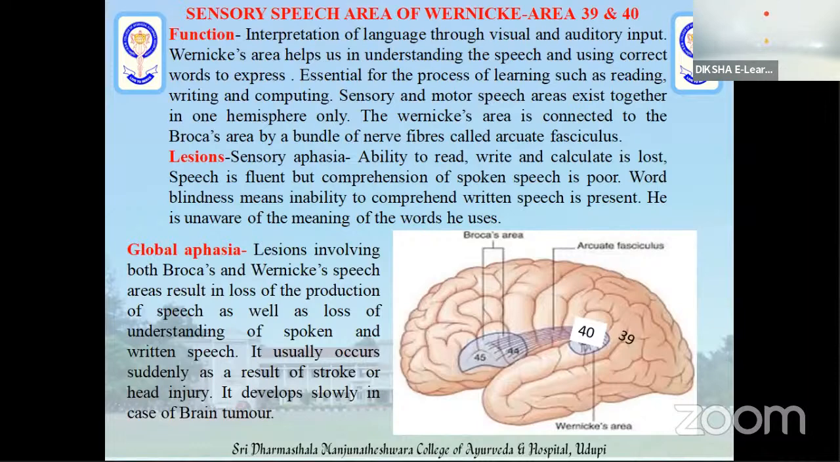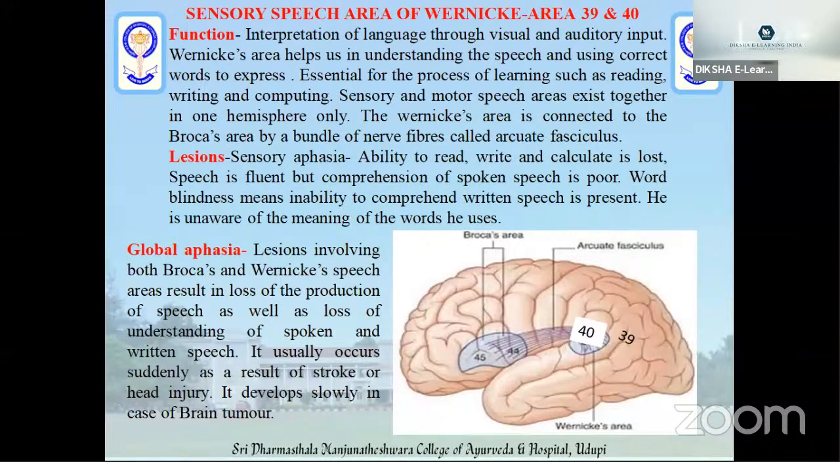Now you can see in the diagram, the Wernicke area is connected to the Broca's area by a bundle of nerve fibers called the arcuate fasciculus. That is an association fiber. Now, what will happen with lesions of this? Lesions will lead to sensory aphasia. Sensory aphasia means the ability to read, write, and calculate is lost.